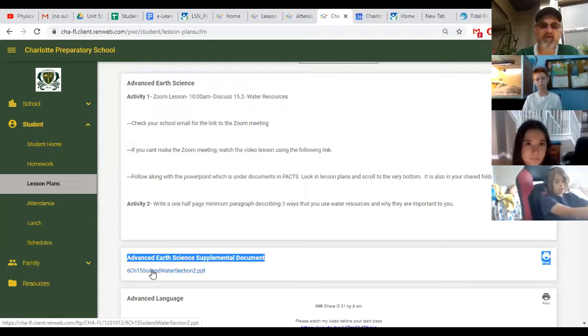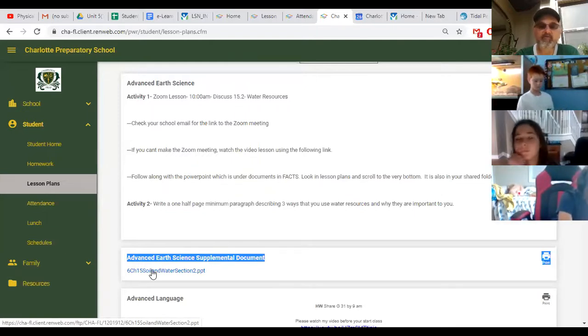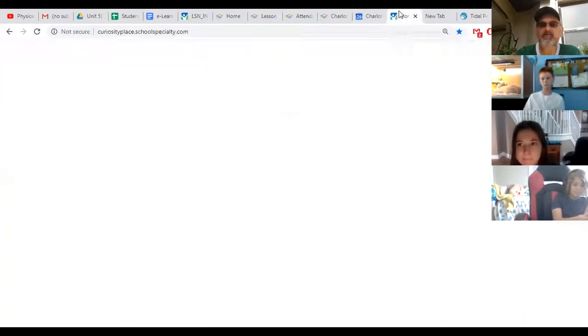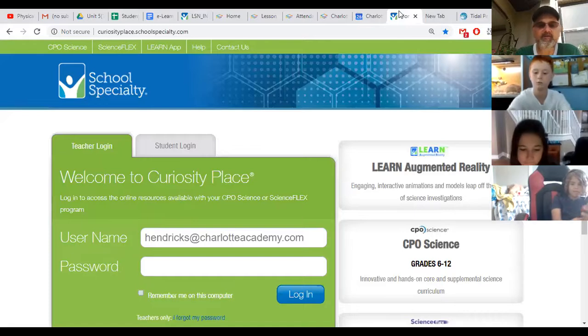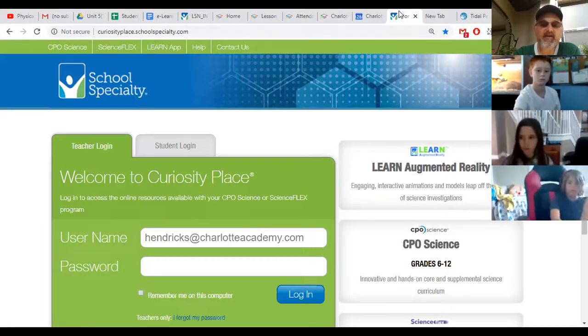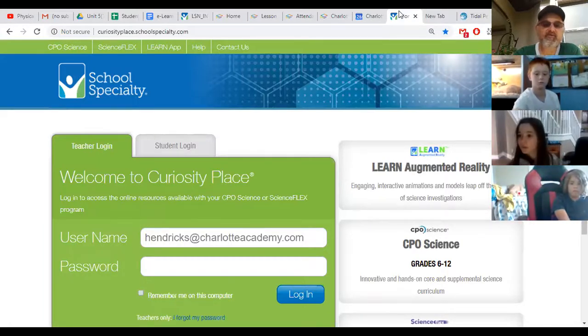I'm gonna try to put all the PowerPoints and documents on RenWeb or FACTS, same thing, or in your shared folder, in both places, so that you have them in a number of places to find them. You can also go to this to find your textbook and your lab book and everything. And like I said, I'm going to try to put as many things as I can on FACTS and your shared folder, so you don't need to go here.